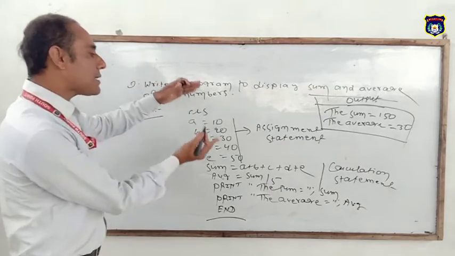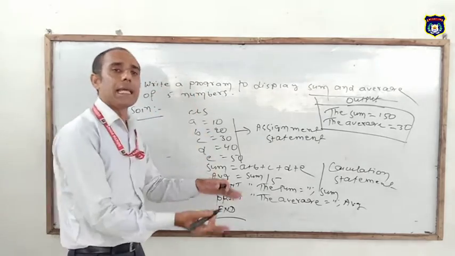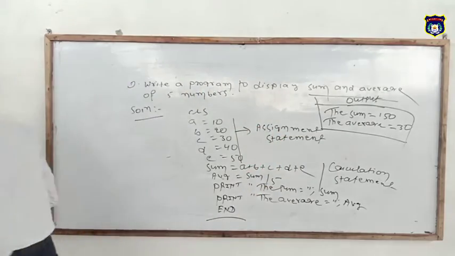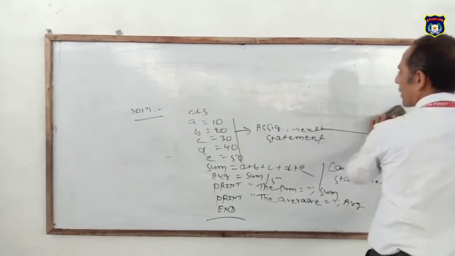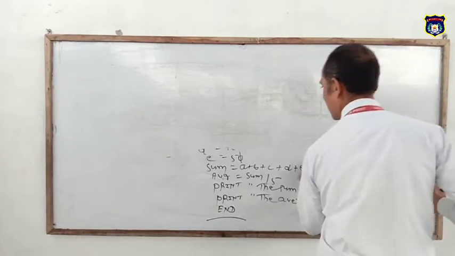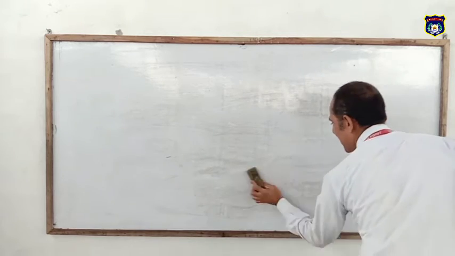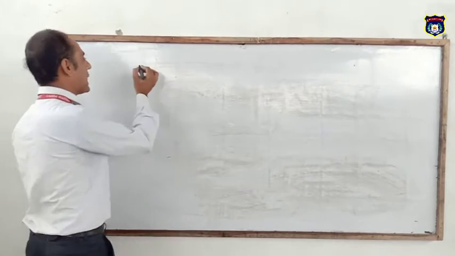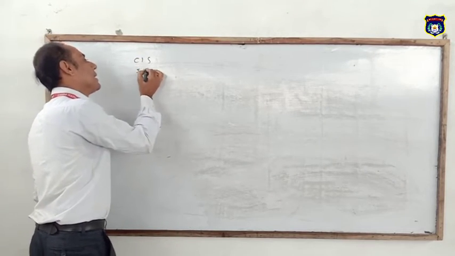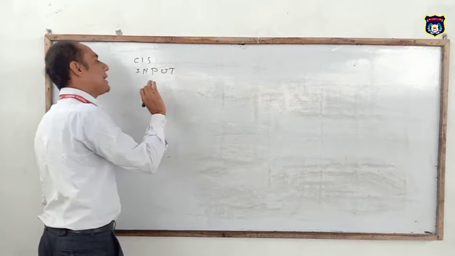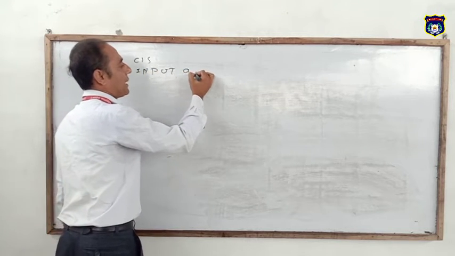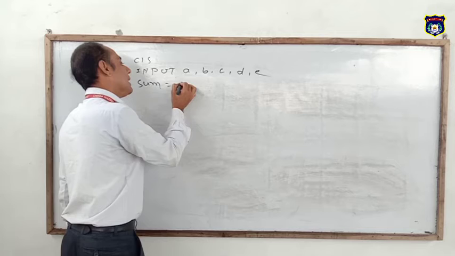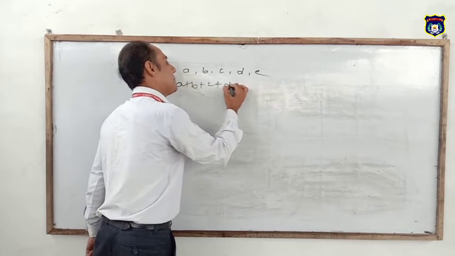If you want to design the same program by using the input statement, then how can you design it? Follow. It's very simple. This was called a static program, and we can also design it as a dynamic program. CLS. The input statement is used to read values from the keyboard. Input A, B, C, D, E. And sum equals A plus B plus C plus D plus E.